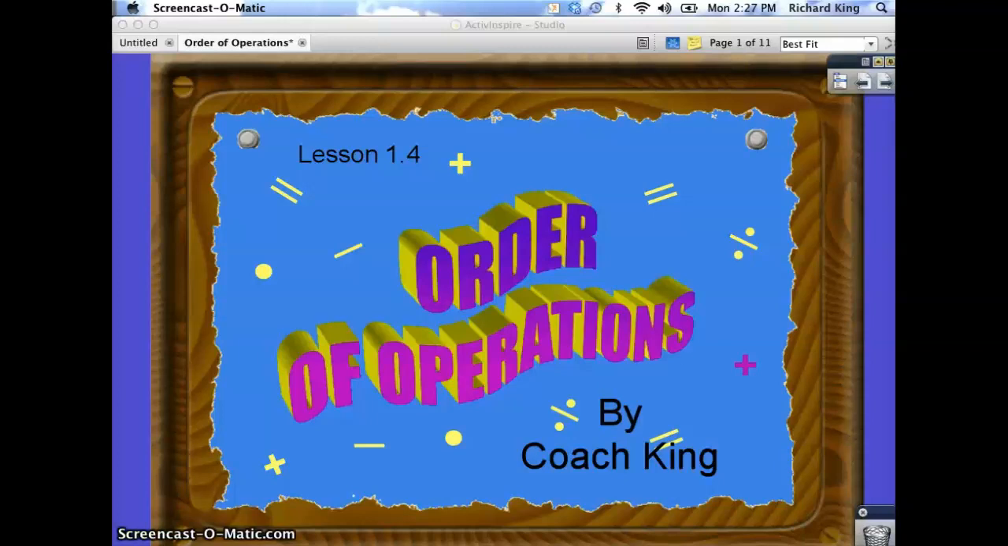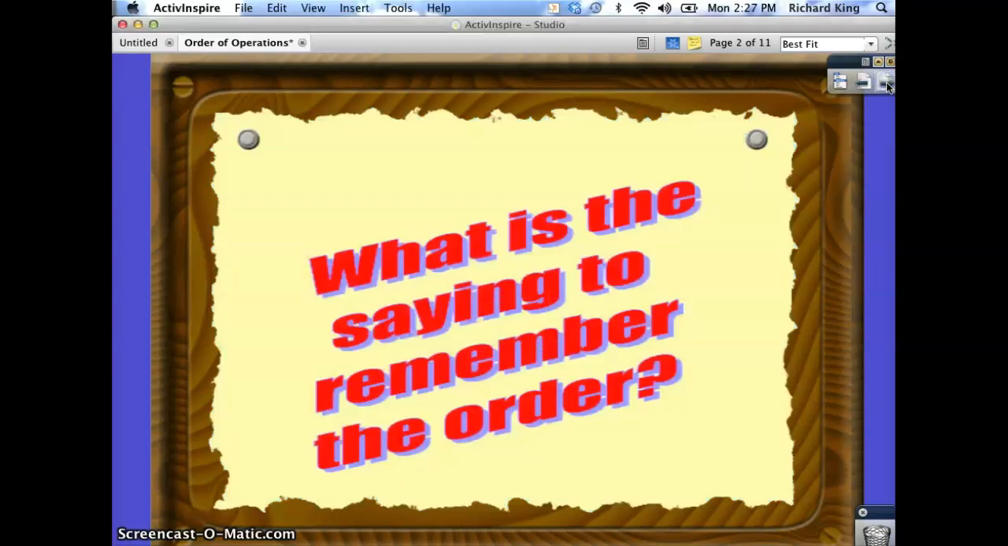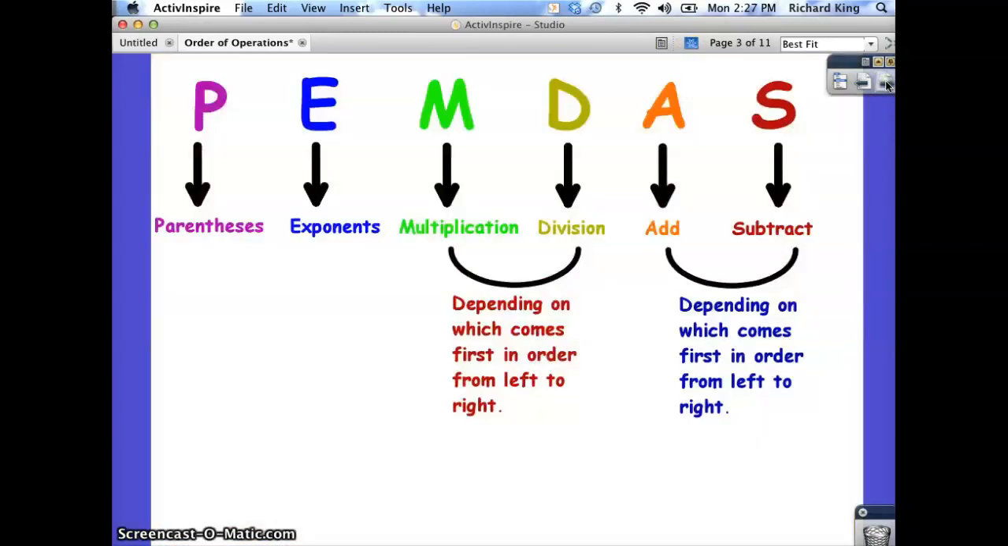This is lesson 1.4, Order of Operations. What is the saying to remember the order? It would be PEMDAS, which stands for parentheses, exponents, multiplication, division, addition, and subtraction.